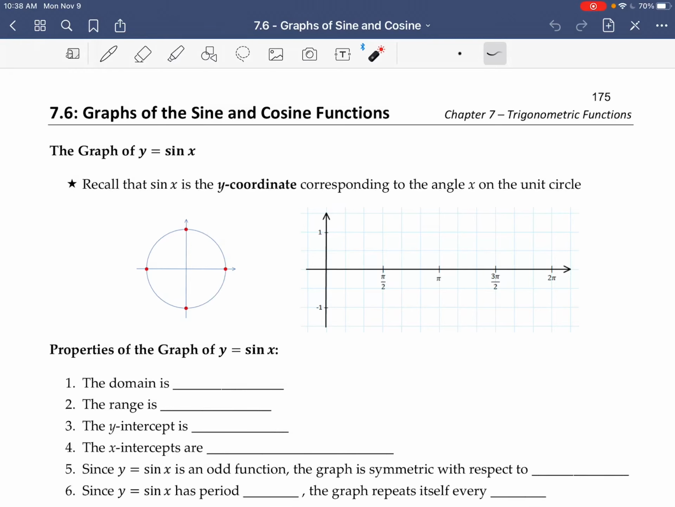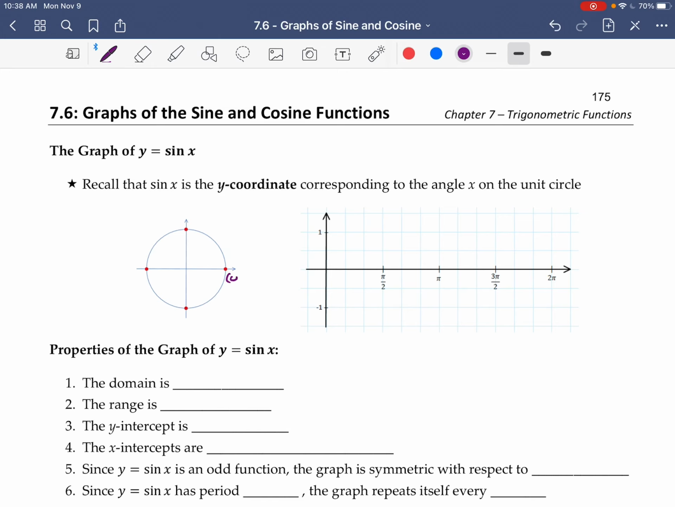In this video, we're going to talk about the graphs of the sine and the cosine functions. Okay, so let's start here with the sine graph. So remember that the sine value, the sine of x, is the y coordinate when you're on the unit circle. Okay, so there's some that we know.